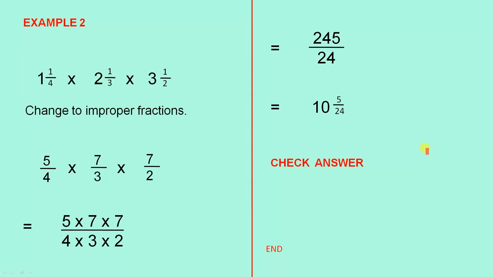So this video has shown us how to multiply mixed numbers or mixed fractions together. And the simple procedure is just change them to improper fractions and just follow the rules that we saw in the previous video.